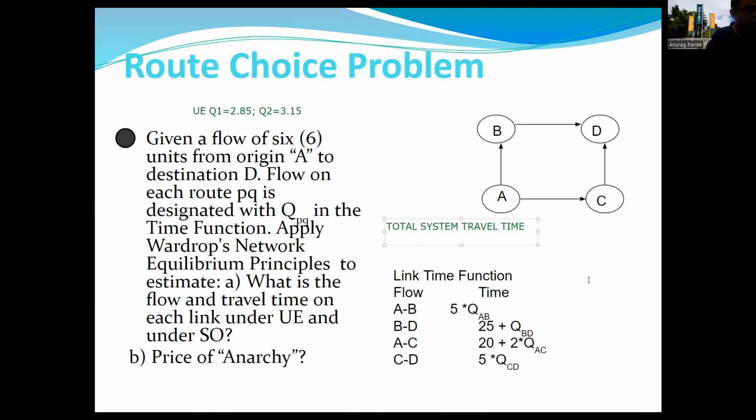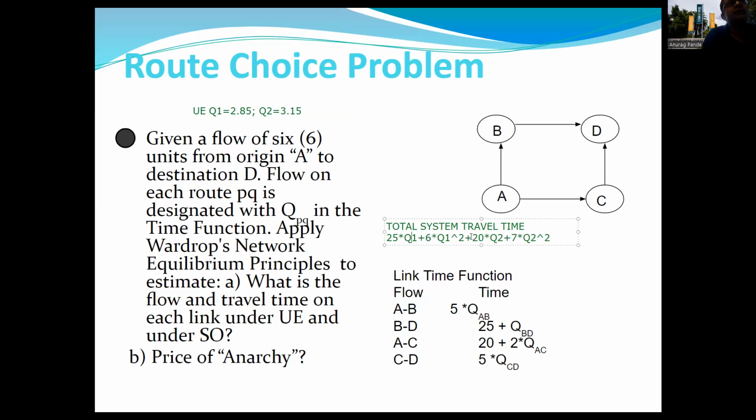And the expression there was 25 times Q1 plus 6 times Q1 squared plus 20 times Q2 plus 7 times Q2 squared. So that was my expression for the total system travel time.